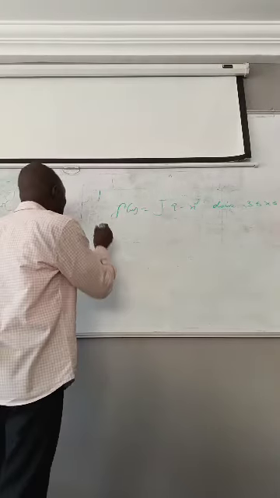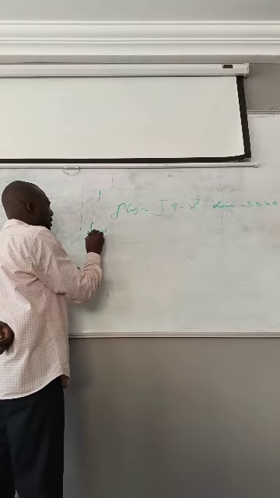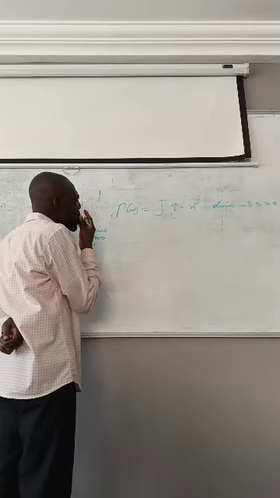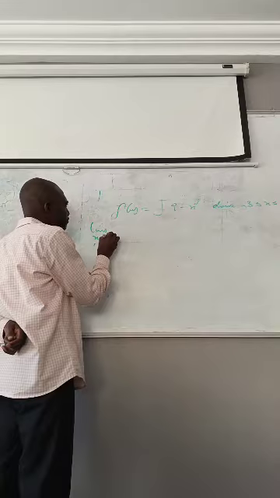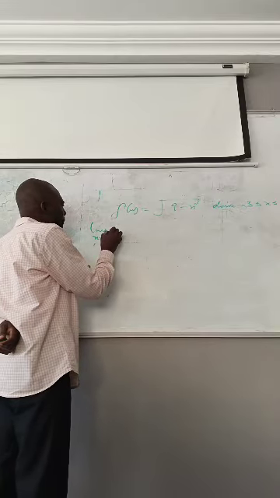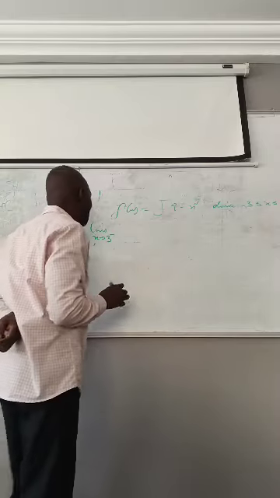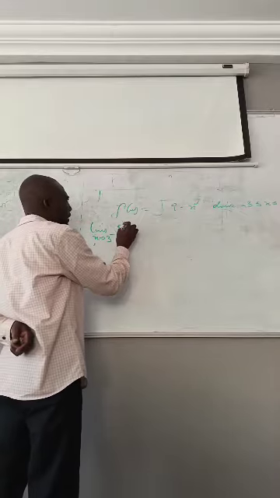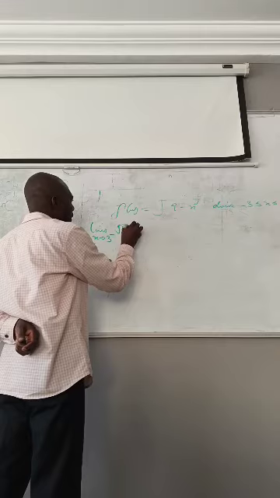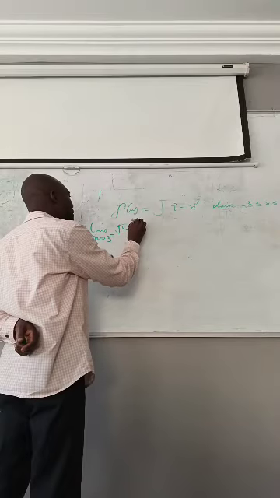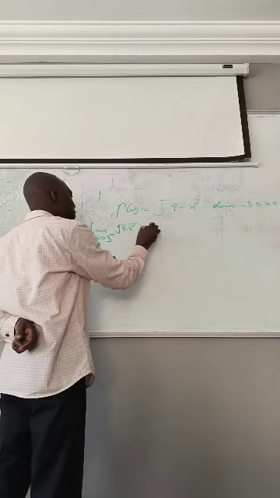So, limit as x tends to 3 from the negative of this, the square root of 9 minus x squared is equal to what?